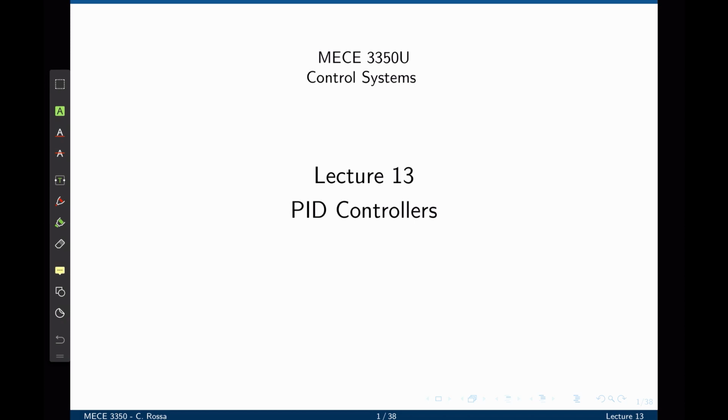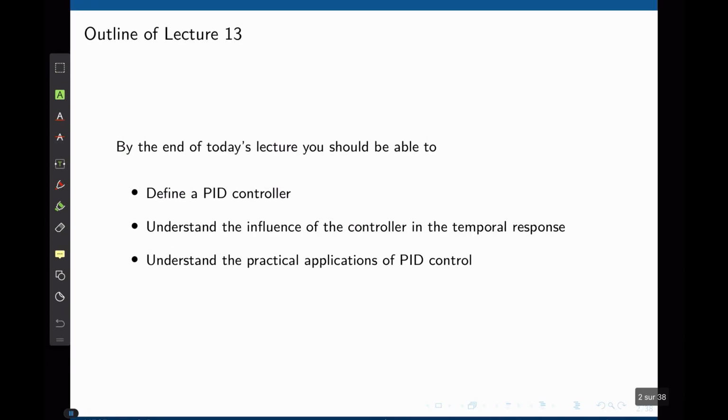In this lecture, we're going to go over the basic principles of PID controllers and expand the concept in the next lecture. By the end of this lecture, you should be able to define a PID controller, understand the influence of the controller in the temporal response, understand the practical applications of PID control, and understand the influence of the proportional, the derivative, and the integral components of the controller in the time response.